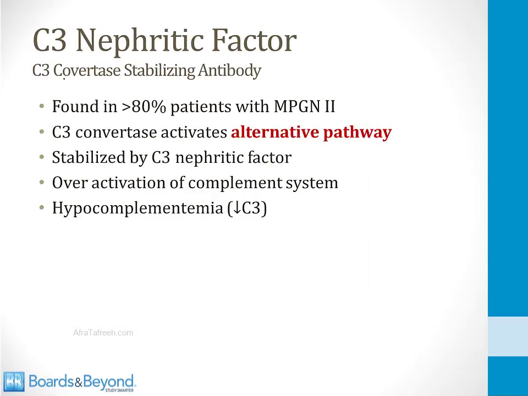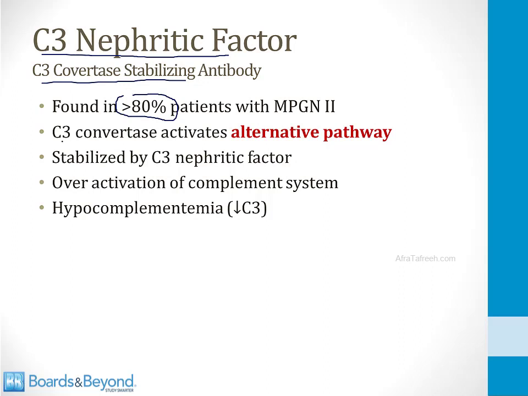Shown on this slide is the most important feature of MPGN type 2 for you to remember for Step 1 of your boards, and that is the fact that MPGN type 2 is associated with the C3 nephritic factor. It's also called the C3 convertase stabilizing antibody. This antibody is found in over 80% of patients who have MPGN type 2 or dense deposit disease.